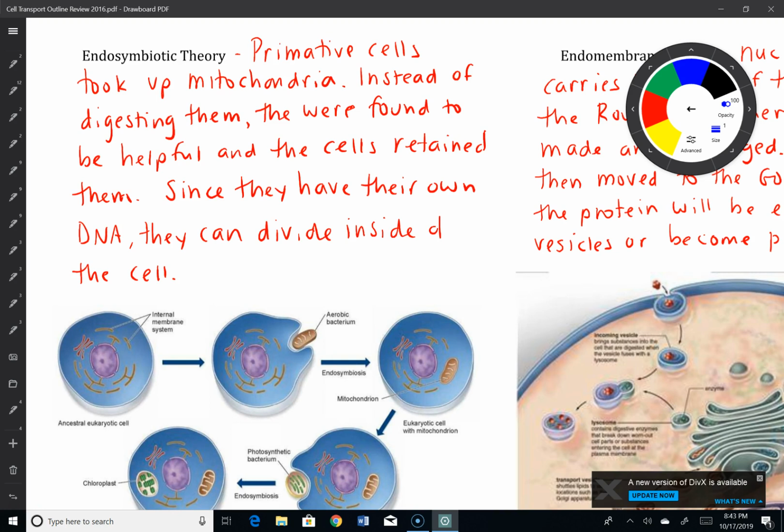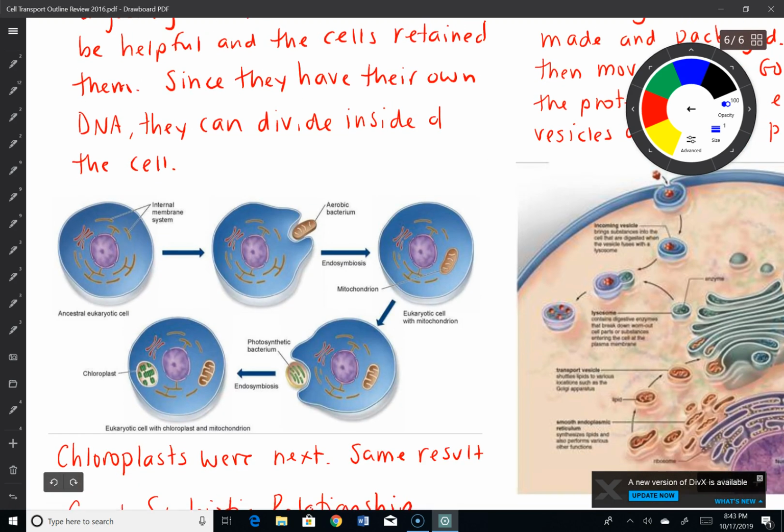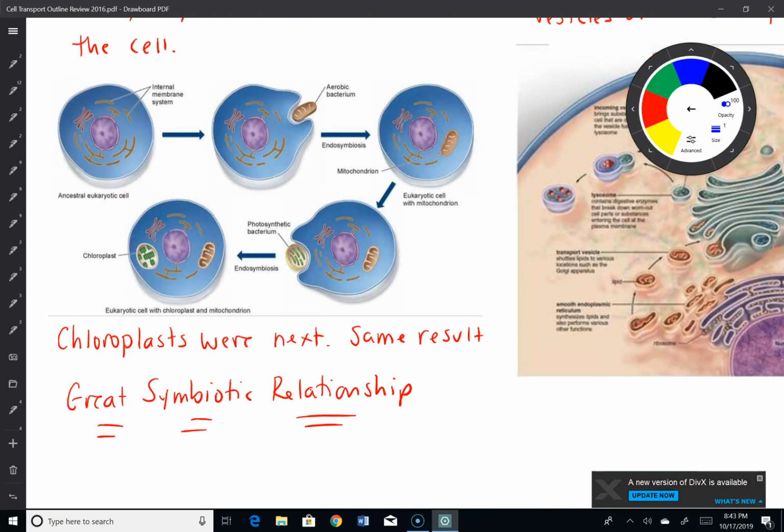When they got taken up by the primitive eukaryotic cells, all of a sudden, that was a win-win. The mitochondria had a place to live. The cell got the ATP out of it, and it was a win-win. In the world of plants, they took up chloroplasts. Same thing. Great symbiotic relationship. The chloroplasts had a safe place to live. They could divide inside of the cell. And they used the power of the sun for photosynthesis, which, again, helped out the plant cell.